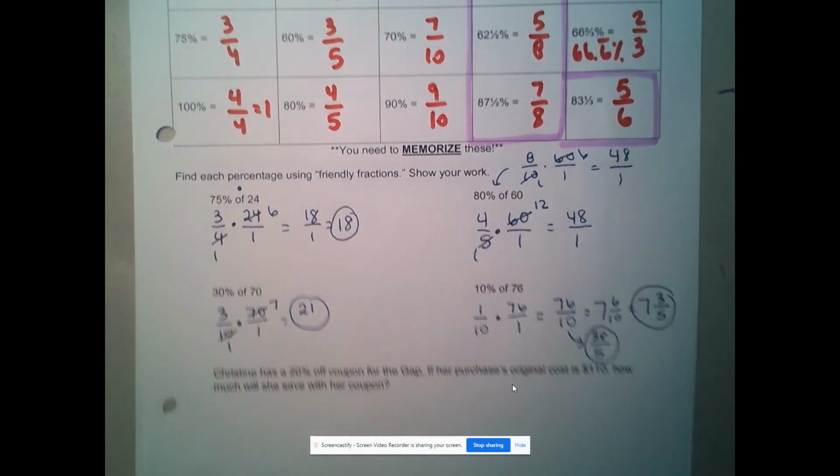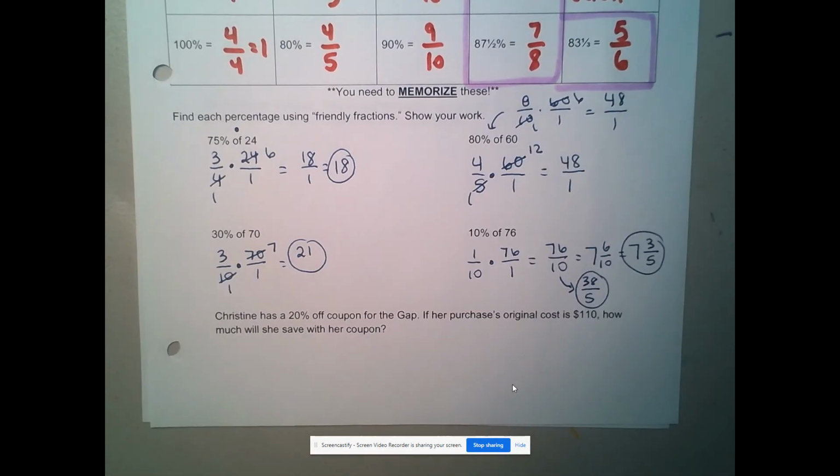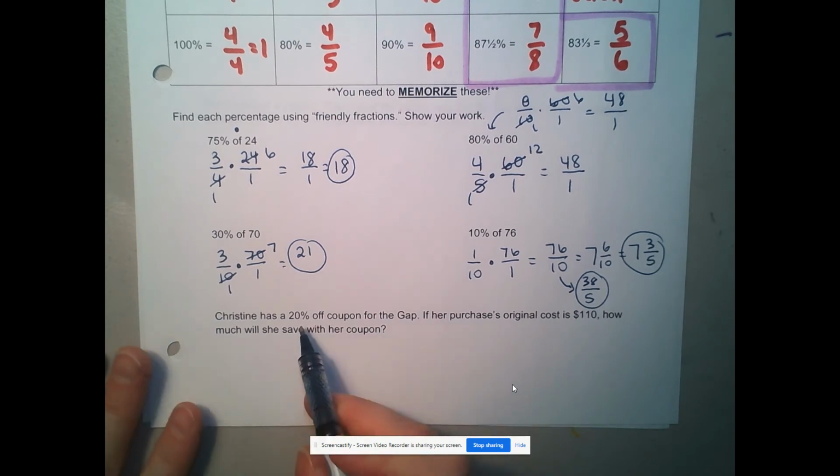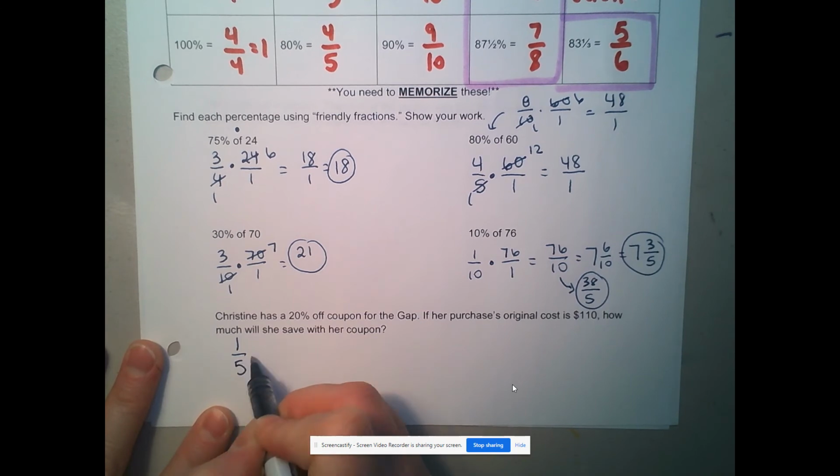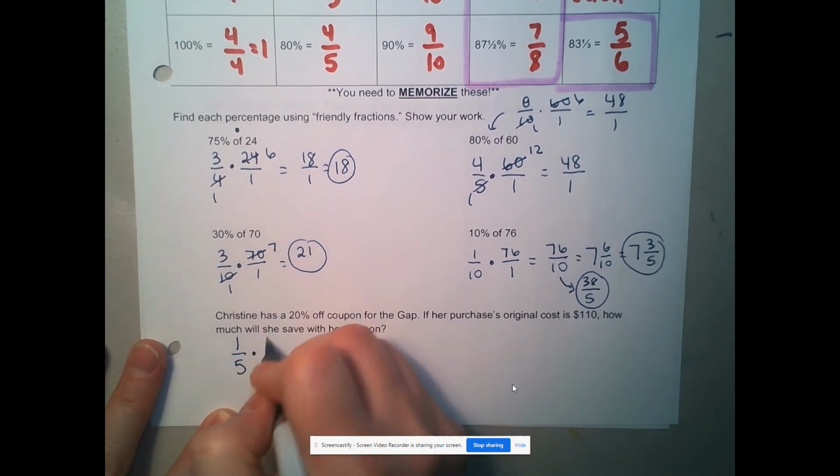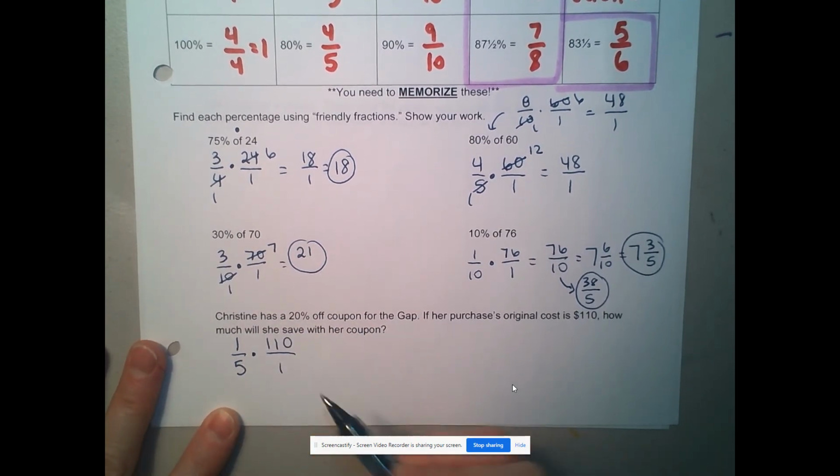Christine has a 20% off coupon for the Gap. If her purchase's original cost is $110, how much will she save with her coupon? So she's saving 20%, which we said was 1/5 of $110. So I can simplify.